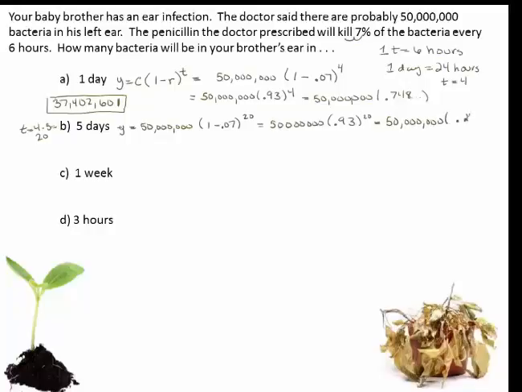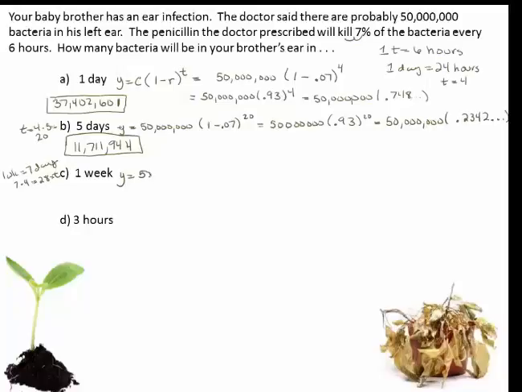And that's going to give me 0.2342. And then it continues. So I multiply that decimal by 50 million. And at the end of 5 days, there's still going to be 11,711,943.7. So we'll round that to 44 because, again, we don't have parts of bacteria. So at the end of 5 days, there's still going to be 11 million bacteria in your brother's ear. 1 week is 7 days, so I do 7 times 4, and that gives me t is 28.